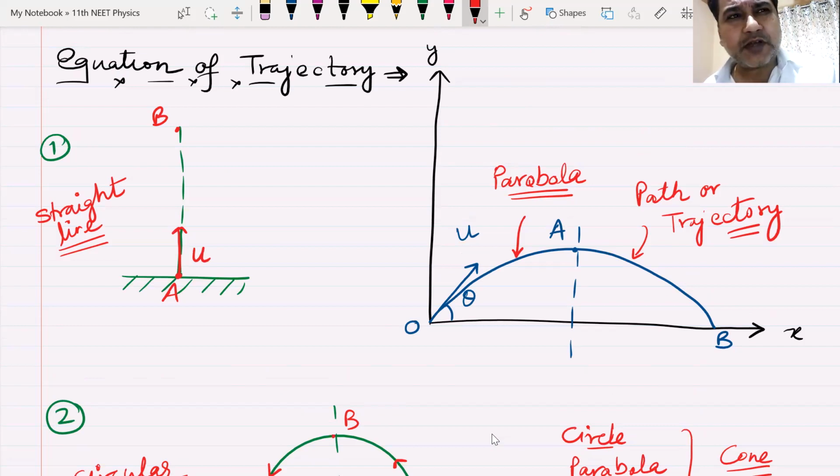Do you know what type of path the moon follows around Earth? What is the trajectory of the moon around Earth? Anyone knows it? How does the moon move around Earth? Along which path? It definitely does not move in a straight line. Along which path does the moon move around Earth? Yes, it is the circular path. The moon moves around Earth in a circular path.